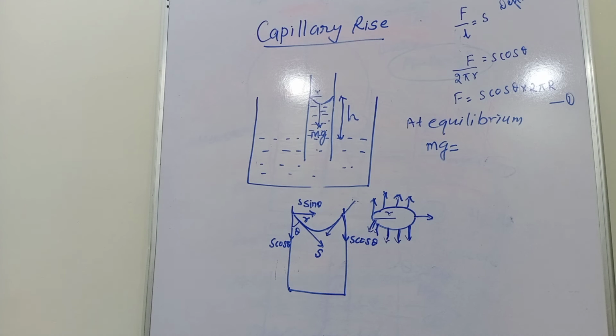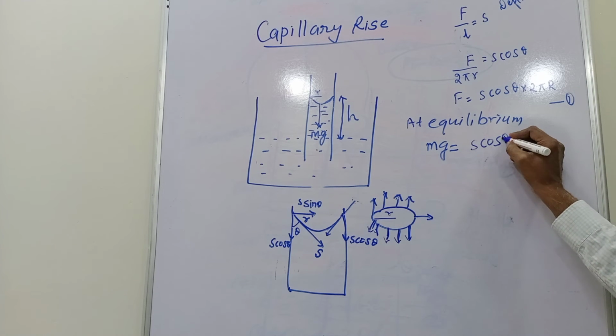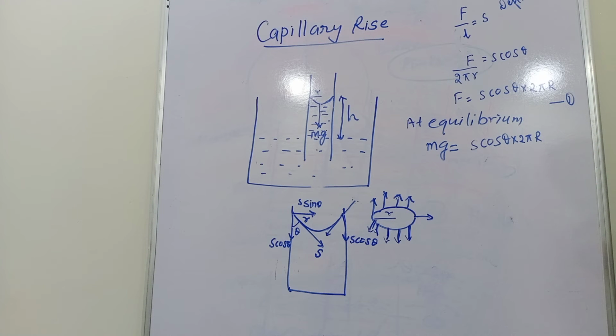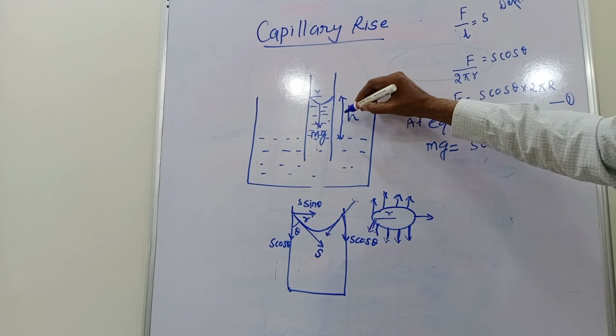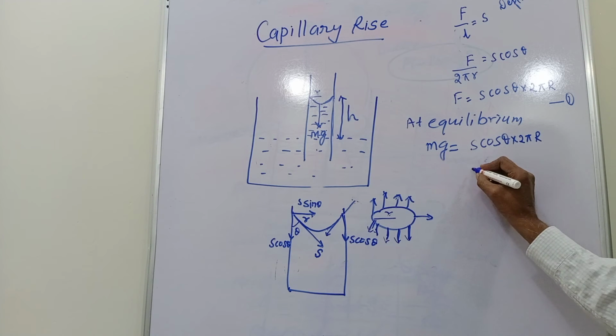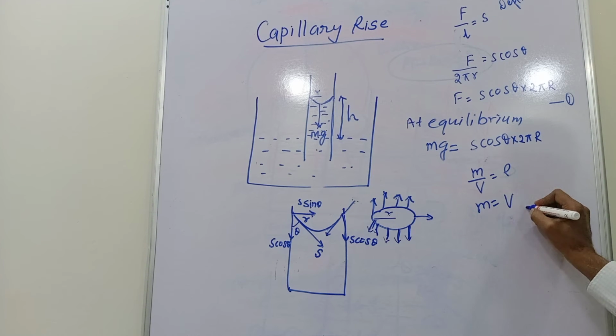mg, S cos theta into 2 pi r. अब mg को आप क्या लिख सकते हैं? mg means what? This height up to which water rises. mg, first of all, m mass upon volume, it is equal to density. So m will be volume into density.